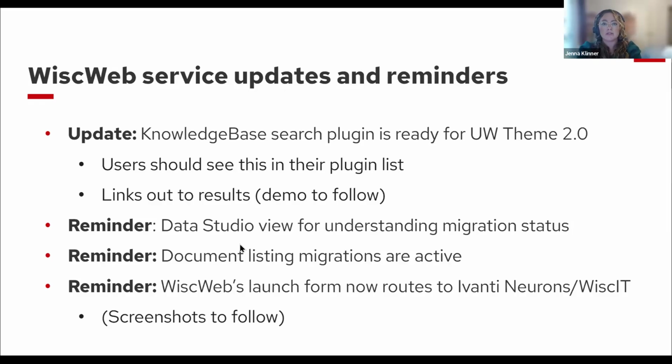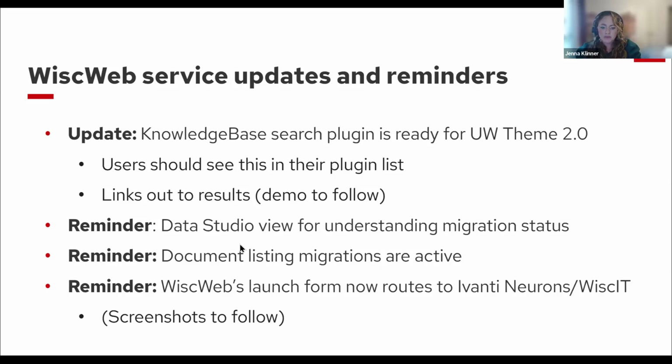Okay. So for WiscWeb service updates and reminders, the knowledge-based search plugin. You might recall this in UW Theme Classic. We did have a WiscWeb custom plugin for this. It allowed you to place search results for your KB space in your search results page. We have recreated this for UW Theme 2.0, but it is going to look a little bit different. You should be able to activate this on your own now. It should show in your plugin list, and Matt is going to do a little demo later.